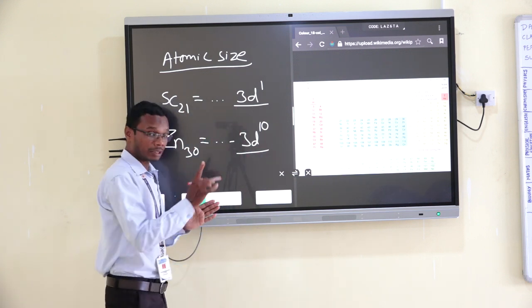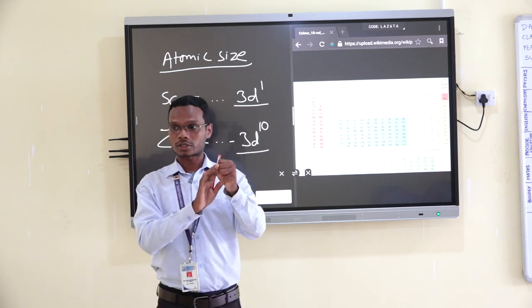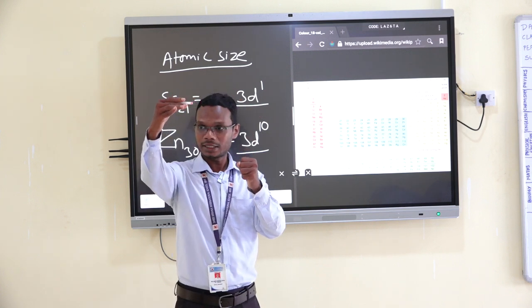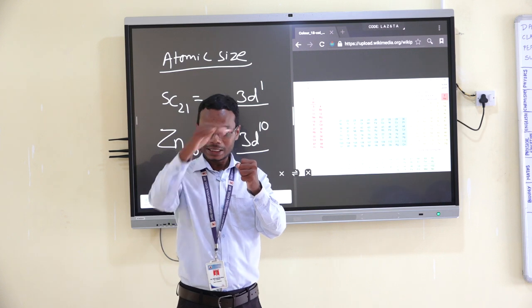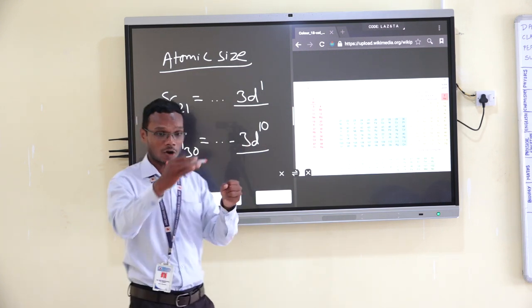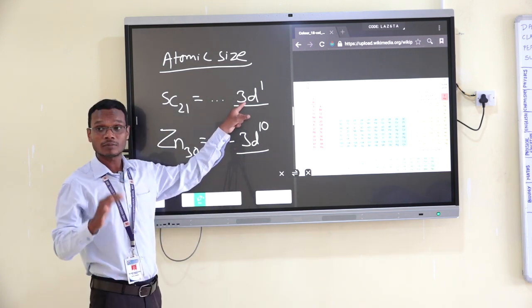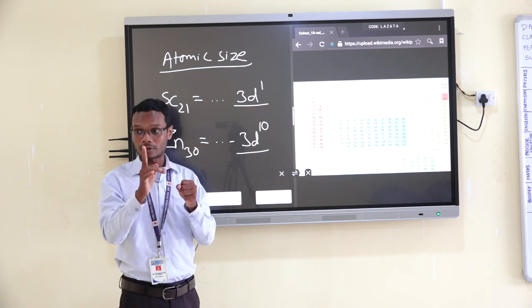3d and 3d, that means same cell. Yes or no? Same cell. Suppose this is the nucleus and this is the 1s, 2s, 3s, 4s, like that. Suppose this is the 3d cell or subcell. In this 3d subcell, for scandium, what is the number of electrons? For scandium, that is 1 electron.